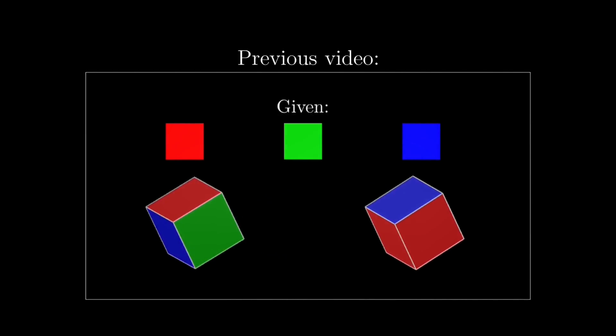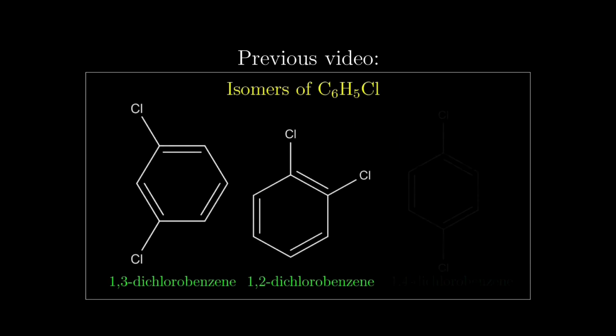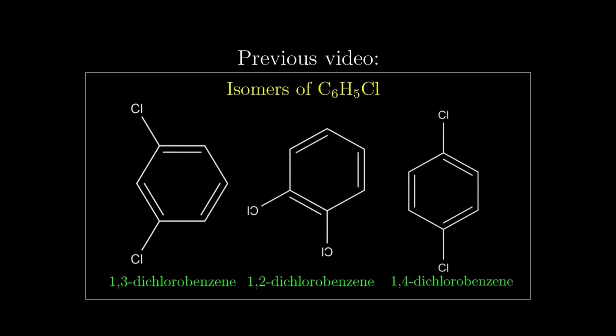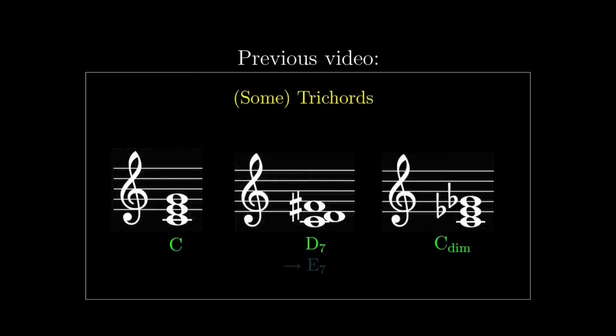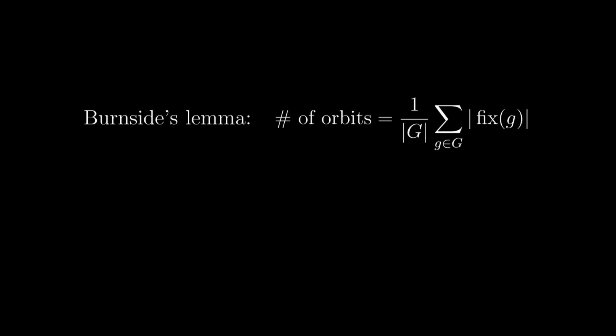In the previous video, we used Burnside's lemma to tackle the cube painting problem, and in this video, we are going to use the lemma to tackle the non-mathematical applications, i.e. the chemistry and music problems briefly mentioned in the previous video. Burnside's lemma gives us this formula, and to use this properly, we simply need to have appropriate choices of the group G and the set X.